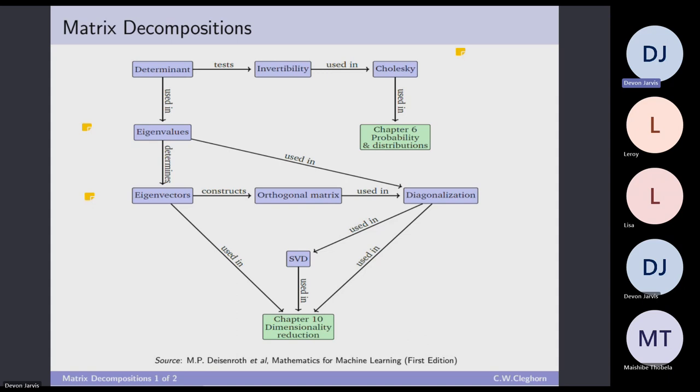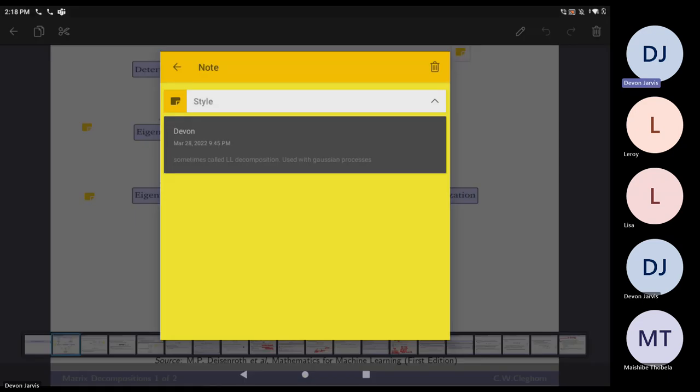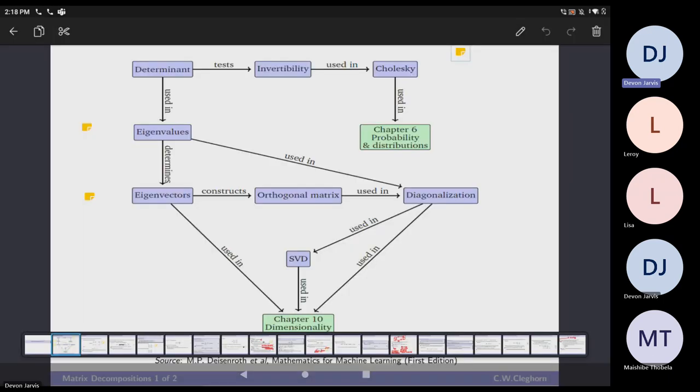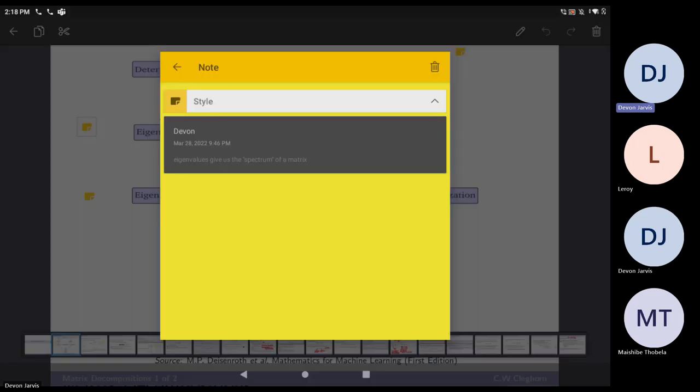In general, I don't find Cholesky decomposition to be as interpretable, but it is particularly useful if you want to compute something. It's more of a computational tool than an interpretability tool, but it is relatively easy to understand, which also makes it sometimes a bit more useful. Cholesky decomposition is also sometimes called LL decomposition, and it's used a lot in Gaussian processes. Gaussian processes are infinite dimensional Gaussian distributions.